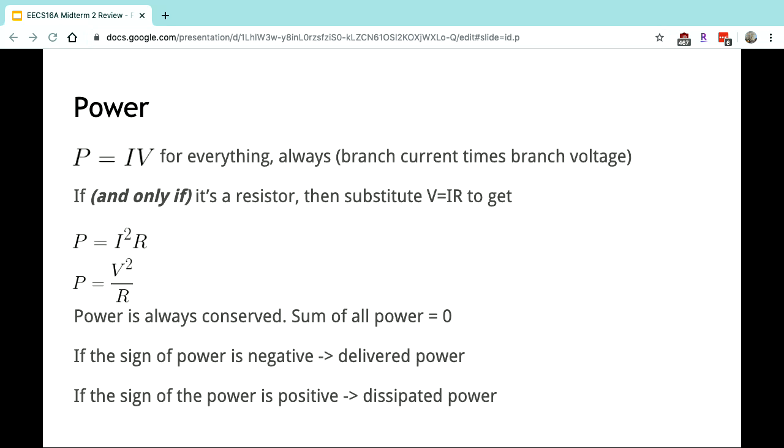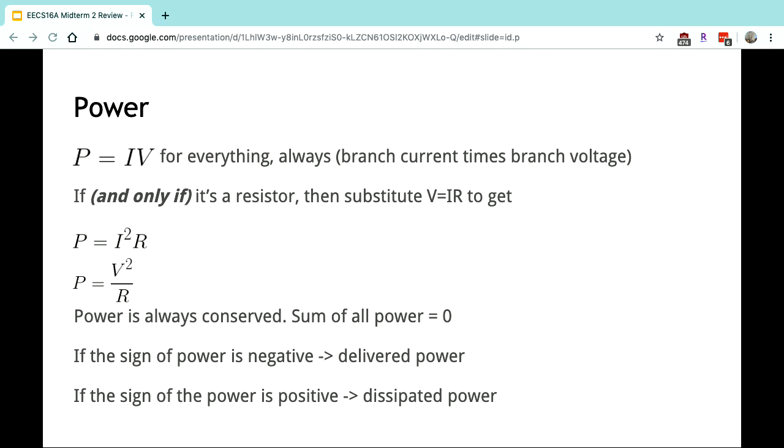And then finally, power. P equals IV is a formula for any circuit element. But if we're trying to find it for a resistor, we can use V equals IR. If we plug that in for V, or plug in V over R for I, we get that the power is I squared R, or V squared over R for a resistor. And power is always conserved.